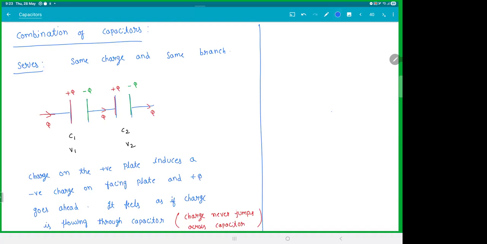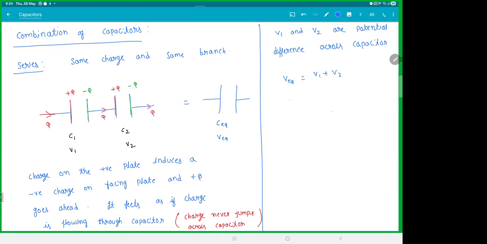Clear with this? So now what you want to do, you want to replace both these capacitors with a single capacitor, C equivalent. Since the voltages are V1 and V2, its voltage will be V1 plus V2. That's your net voltage. So this would be like V equivalent, the voltage across the capacitor. So V equivalent is nothing but V1 plus V2.